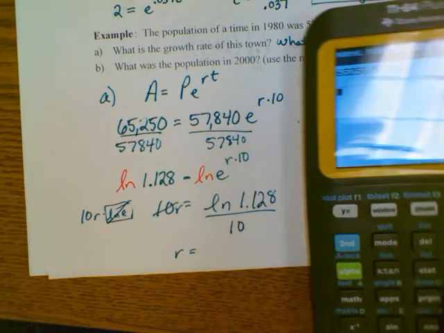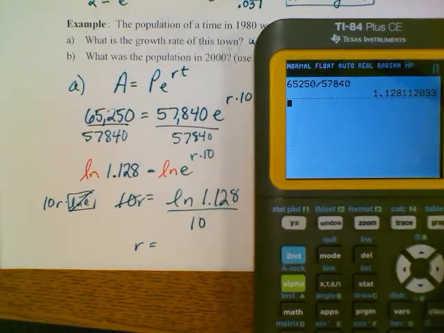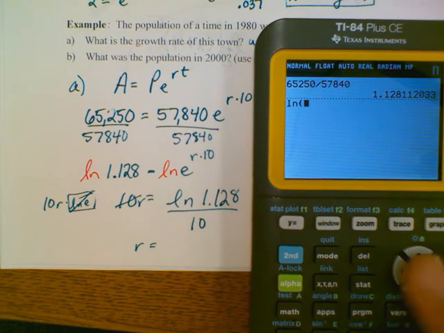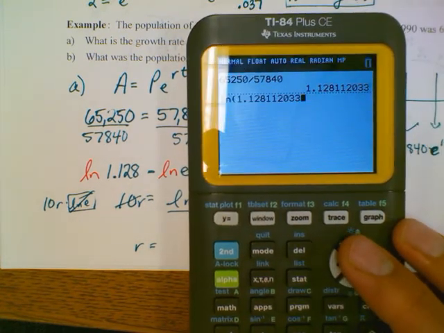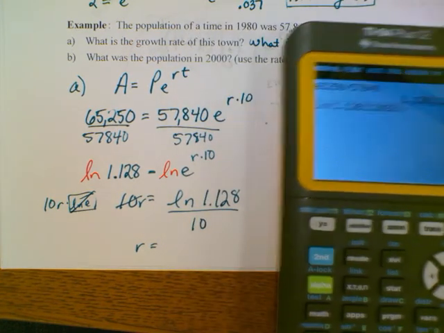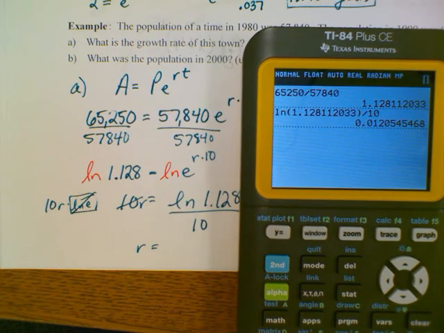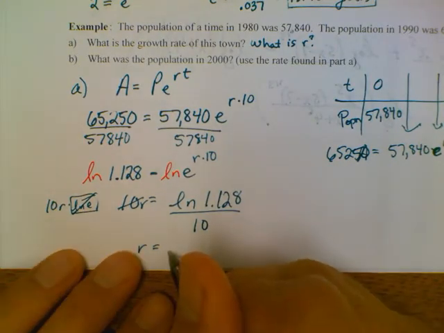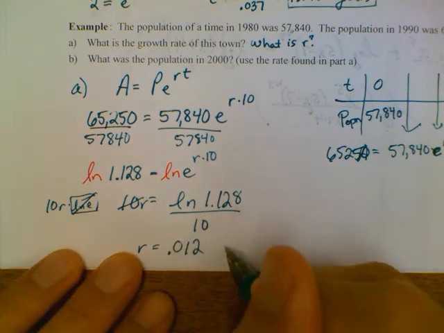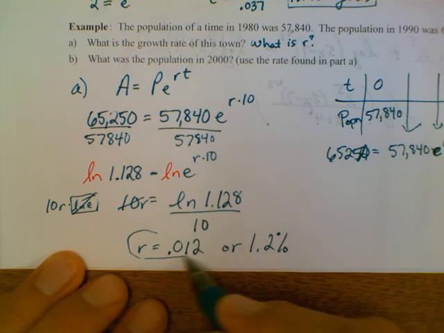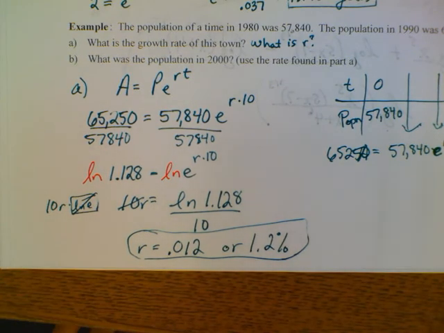Okay, so let's go on back. And instead of typing in ln 1.128, I'm going to type in ln, and I'm going to push up and get that number, the whole thing, divided by 10. The reason you want to do that is because if you start rounding too soon, your decimal at the end might be thrown off. So our answer is 0.012, or 1.2%, right? So the growth rate of that population is 1.2%.